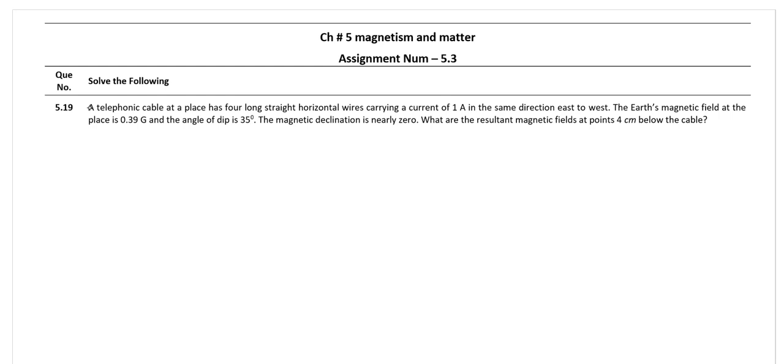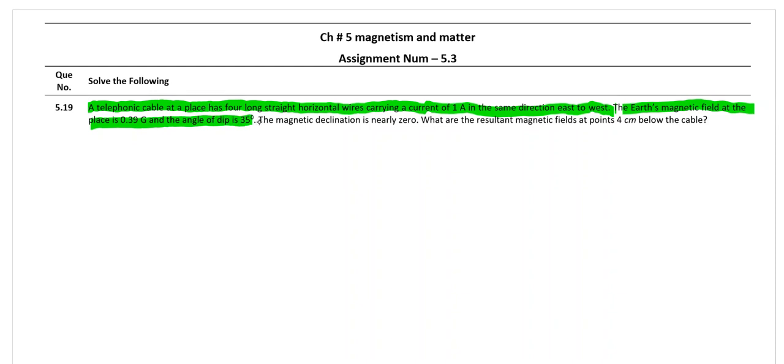Question is, a telephonic cable at a place has four long straight horizontal wires carrying current of 1 ampere in the same direction, east to west. The Earth's magnetic field at the place is 0.39 Gauss and the dip angle is 35 degrees. The magnetic declination is nearly zero. What are the resultant magnetic field at points 4 centimeter below the cable?